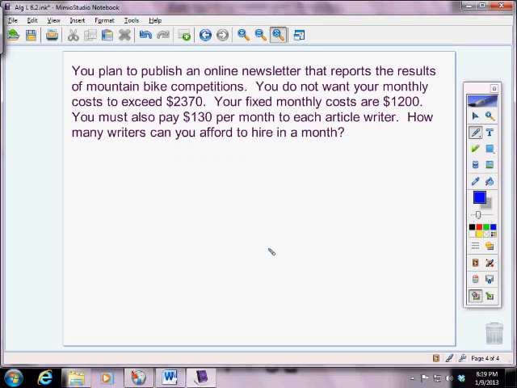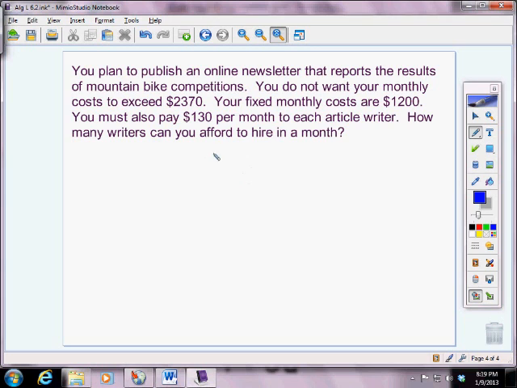You plan to publish an online newspaper that reports the results of mountain bike competitions. You do not want your monthly costs to exceed $2,370. Your fixed monthly costs are $1,200. You must also pay $130 per month to each article writer. How many writers can you afford to hire in a month?